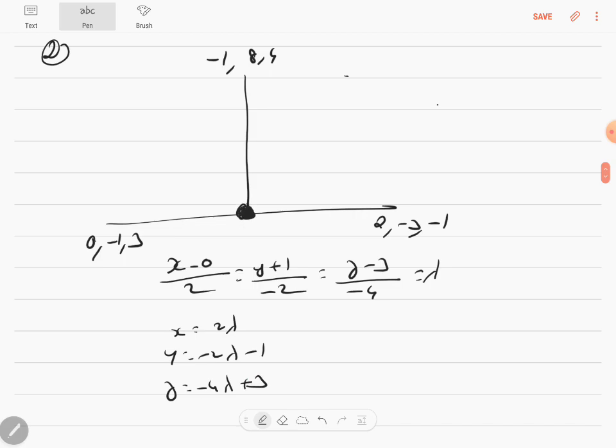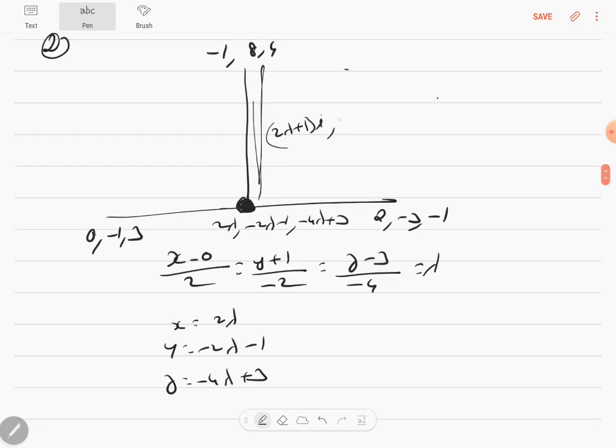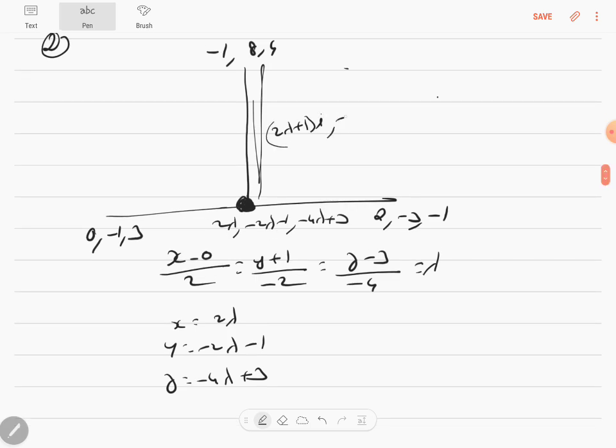Write this in this place. This x, y and z will be a point on the line. So you can write this as (2 lambda, -2 lambda - 1, -4 lambda + 3). Now you can find the direction ratio of this line, which is x2 minus x1. What is it? (2 lambda + 1) i, (-2 lambda - 1 - 8 = -2 lambda - 9) j, (-4 lambda + 3 - 4 = -4 lambda - 1) k. You got this vector.